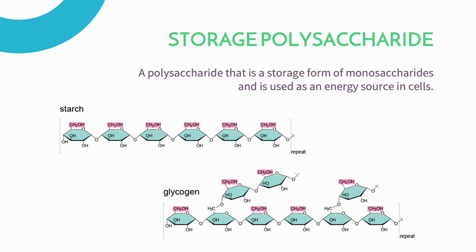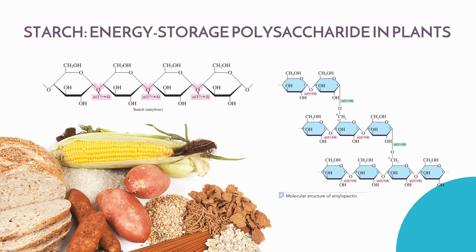A storage polysaccharide is a polysaccharide that is a storage form of monosaccharides and is used as an energy source in cells. So we have starch and glycogen. A homopolysaccharide containing only glucose monosaccharide units, that is starch. Starch can be branched and unbranched. It is the energy storage polysaccharide in plants. If excess glucose enters a plant cell, it will be converted to starch and then stored for later use. When the cell cannot get enough glucose from outside the cell, it hydrolyzes starch to release the glucose.